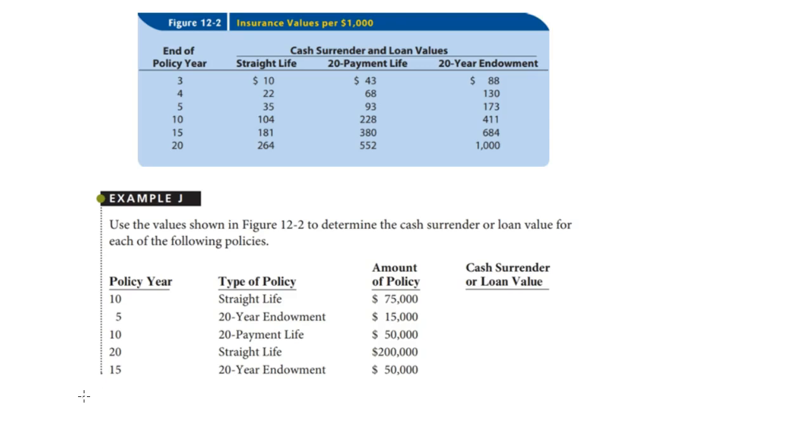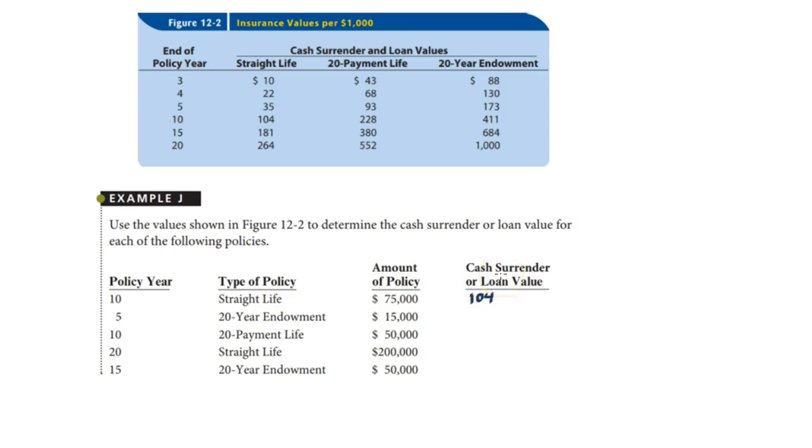All right, so if we have a policy year of 10, that means at 10 years into the policy, we decide to have a cash surrender or obtain a loan. So at 10 years, we would look at row 10, and we would want to go over to straight life. So straight life at 10 is $104. If this policy was for a $1,000 life insurance policy, it would be $104.